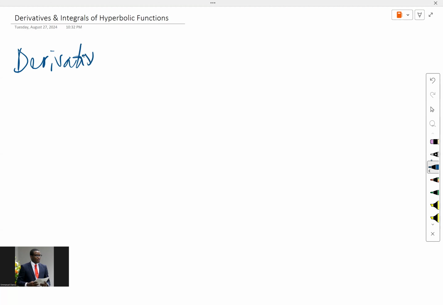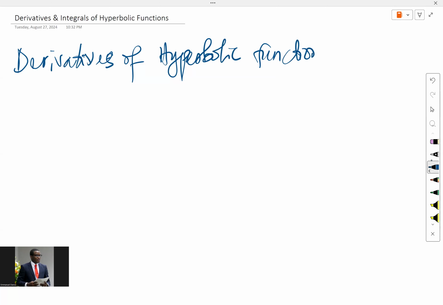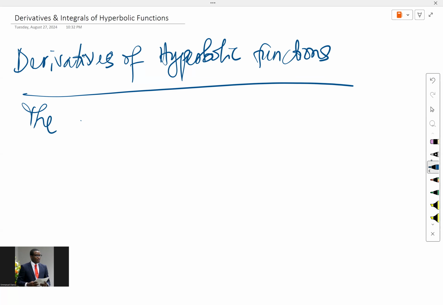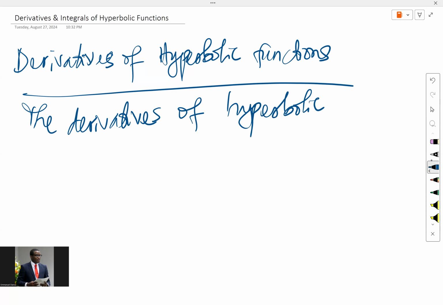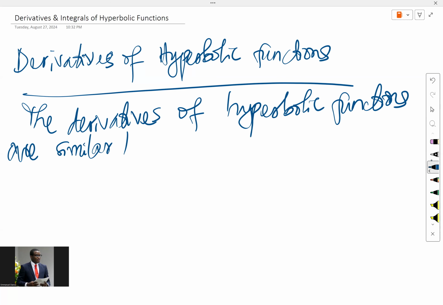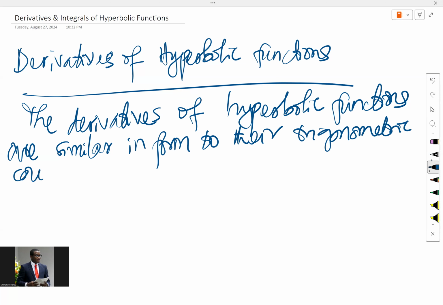Derivatives of hyperbolic functions. Okay, the derivatives of hyperbolic functions are similar in form to their trigonometric counterparts, but with distinct identities.